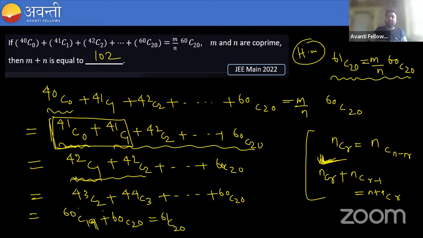Then we use the formula of combinations, and after calculation we got the value of m as 61 and n as 41. So m plus n is 102. Right, guys? So this is all about the first question we have discussed.